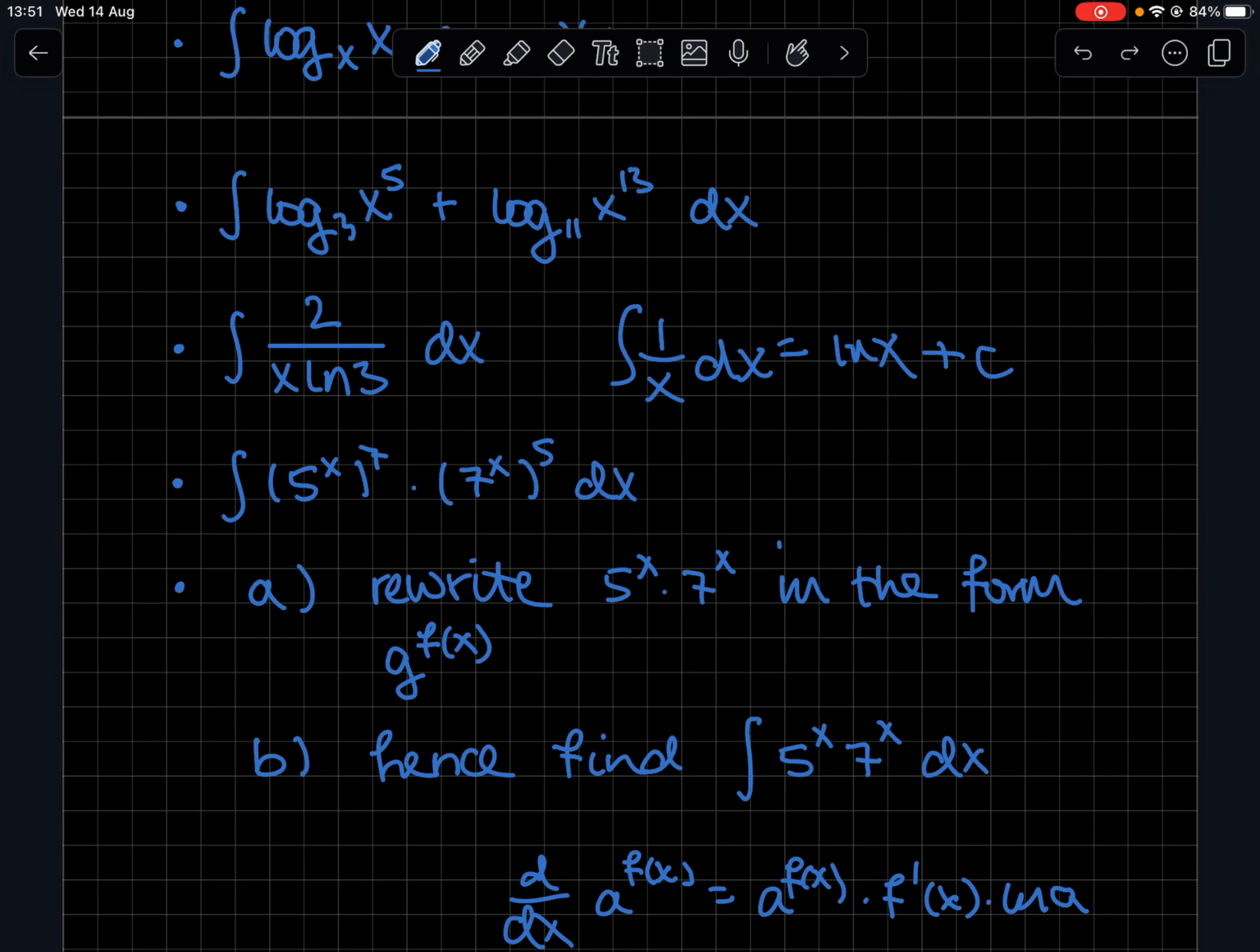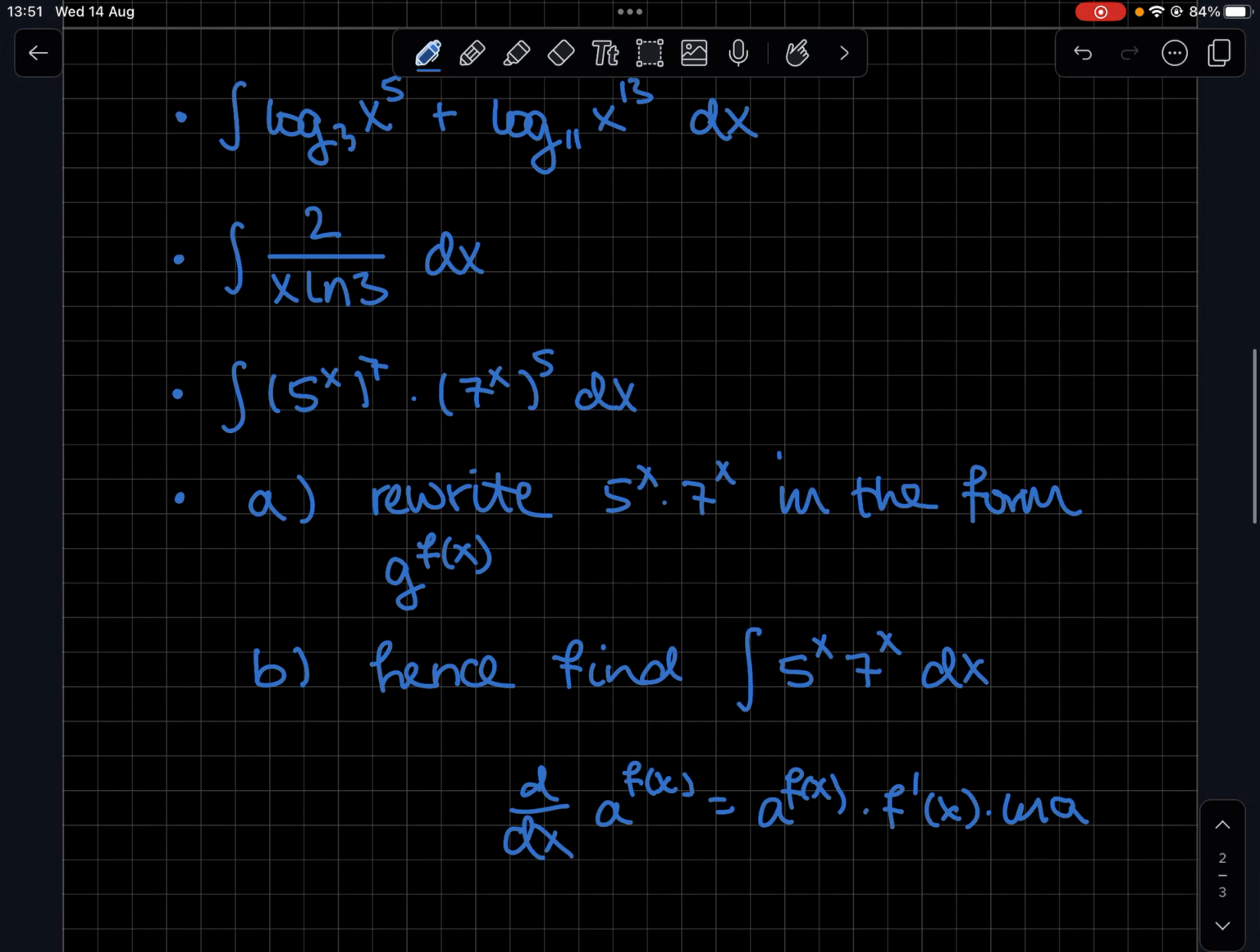But what you can also do is only pull the 2 outside and recognize that 1 over x ln 3, its integral, is just log base 3 of x. And since you've also pulled the 2 outside, you know that this is 2 times the log in base 3 of x plus c.